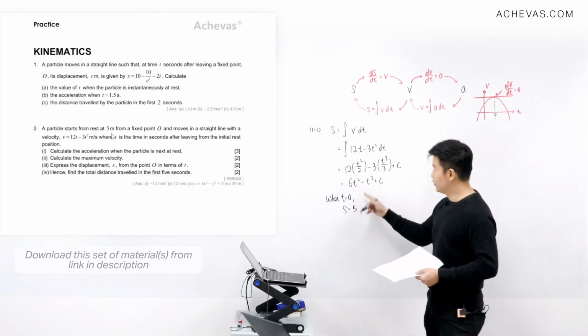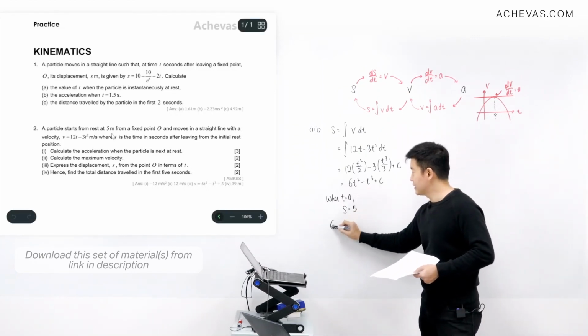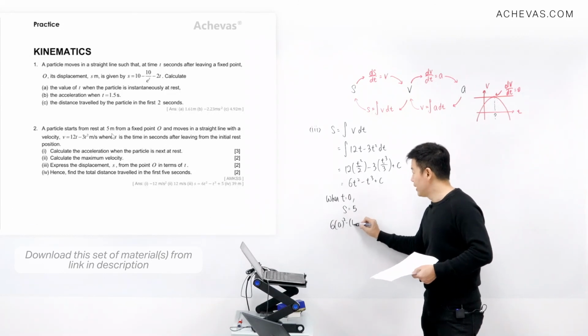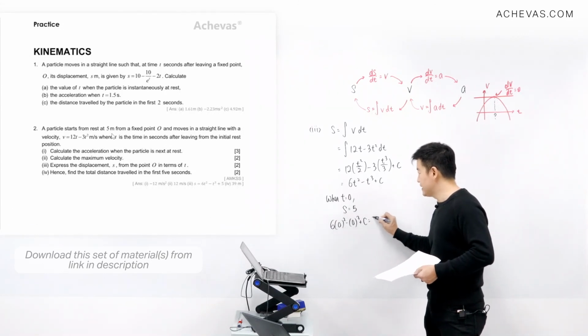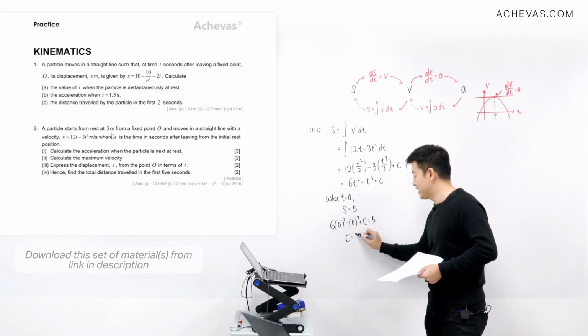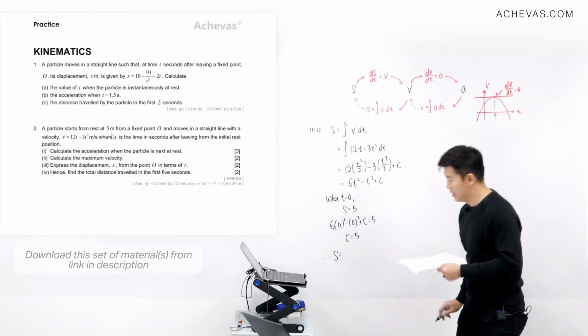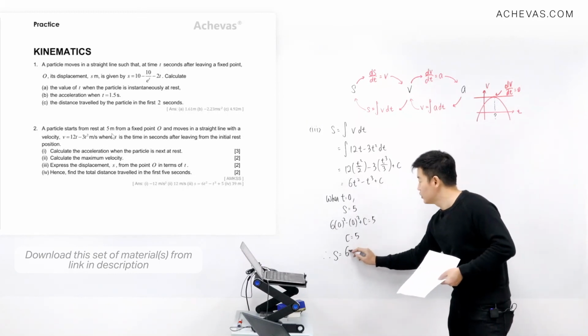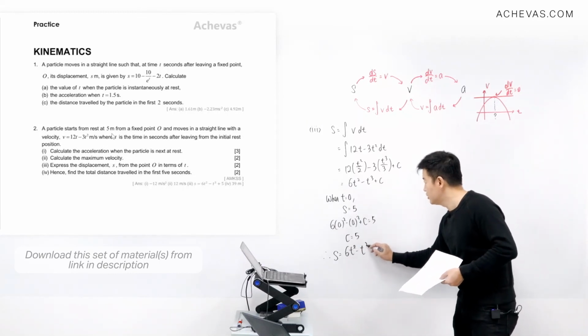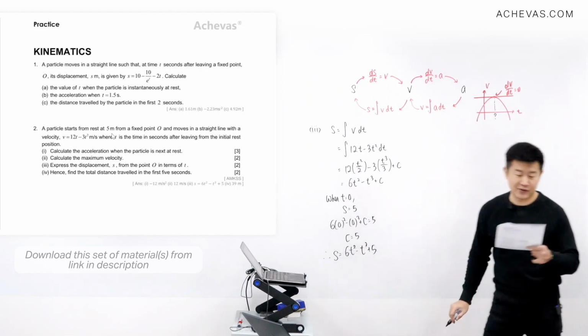So we know now that when the particle starts, that is when t is equal to 0, s was 5. So I'm going to substitute this into here, which means that I have 6 times 0 squared minus 0 to the power 3 plus c is equal to 5. So this tells me that c is equal to 5. And now we have the expression for the displacement. The displacement is going to be equal to 6t squared minus t to the power 3 plus 5.